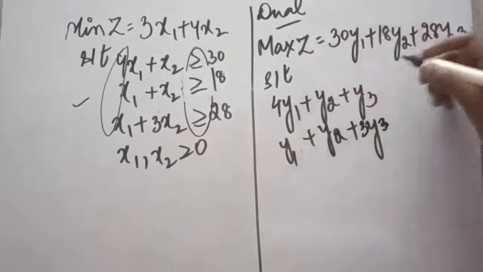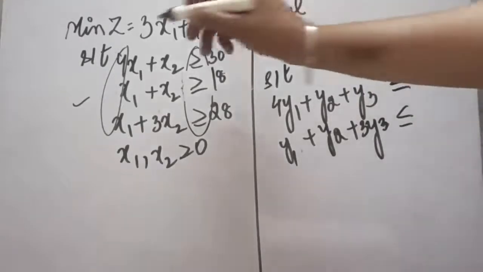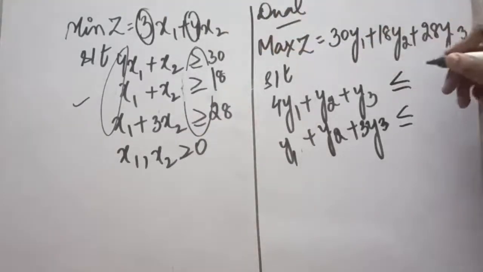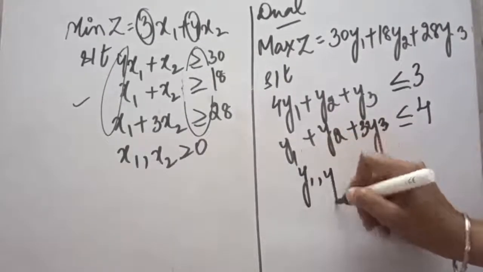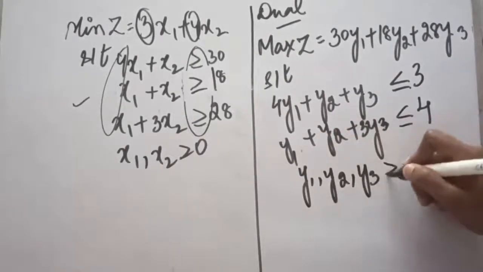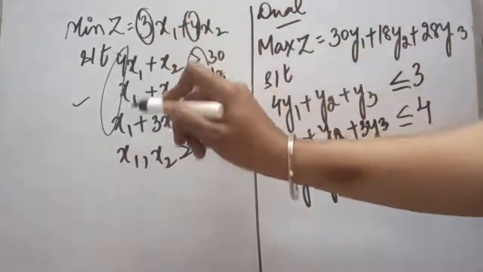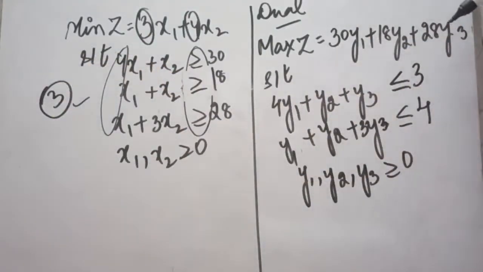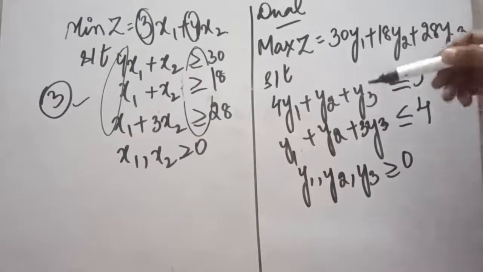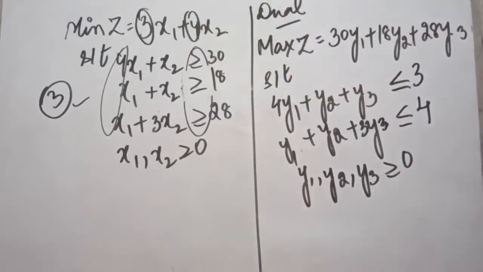Now if the problem has become a maximization, the signs will become less than signs, and the solution values will come from the objective function of the primal, that is 3 and 4, and in the last we will write y1, y2, y3 all are greater than and equal to 0. Now we will check the number of constraints, that is 3 in the primal, should be equal to the number of variables in the dual, that is also 3. Same, the number of constraints in the dual, that is 2, should be equal to the number of variables in the primal. So that condition is also satisfied.